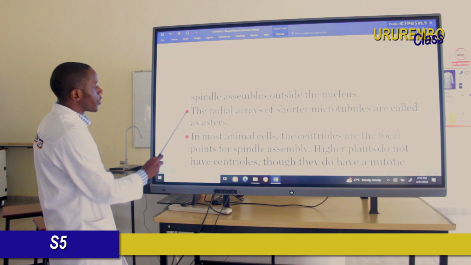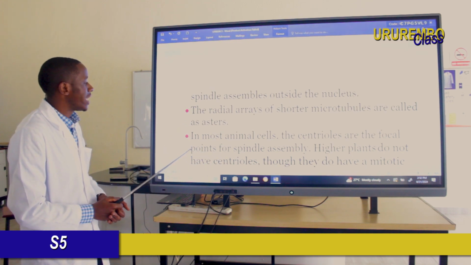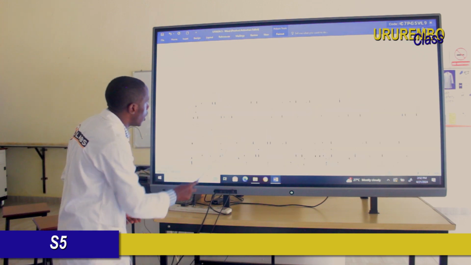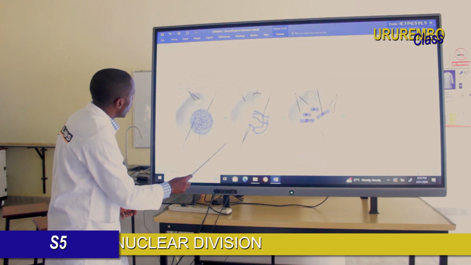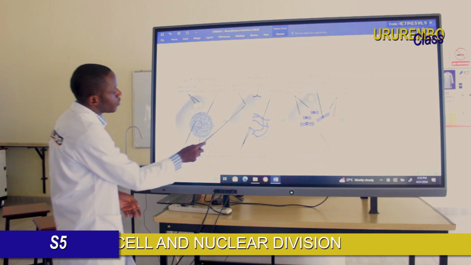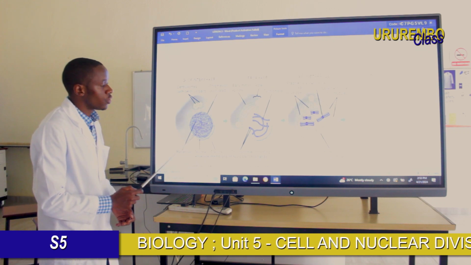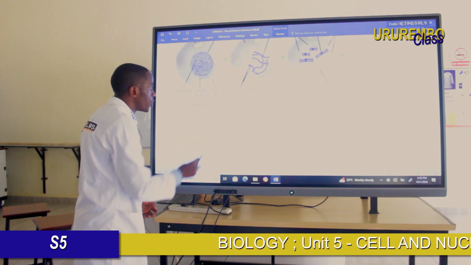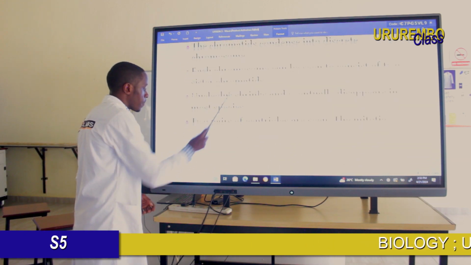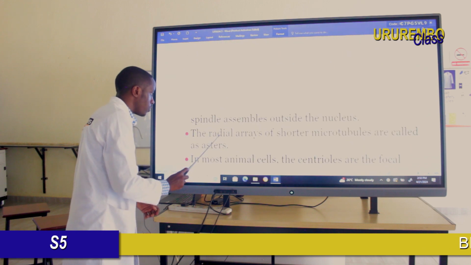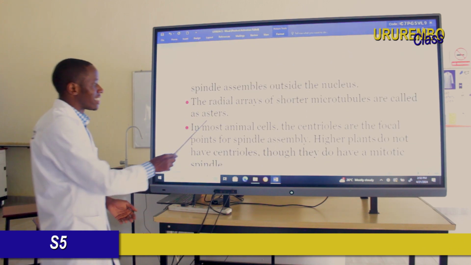The next is the radial arrays of shorter microtubules called the aster. We have seen the aster in the previous structure. This hair-like structure found around the centriole is called the aster. The asters are formed in the prophase of mitosis, as a radial array of shorter microtubules.